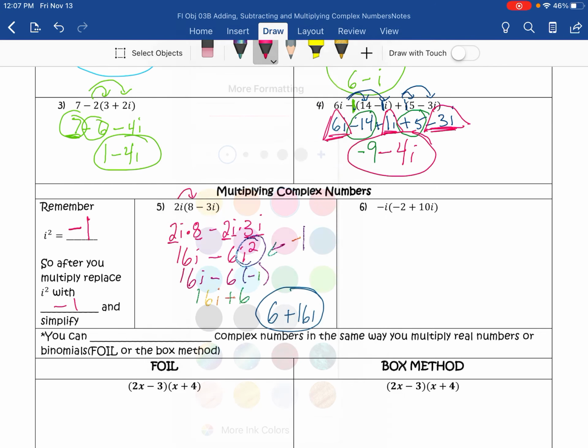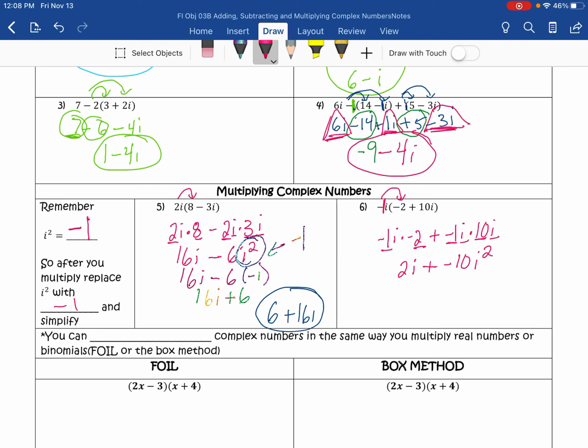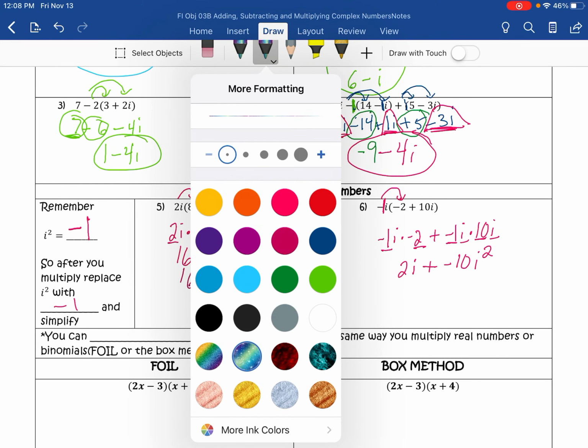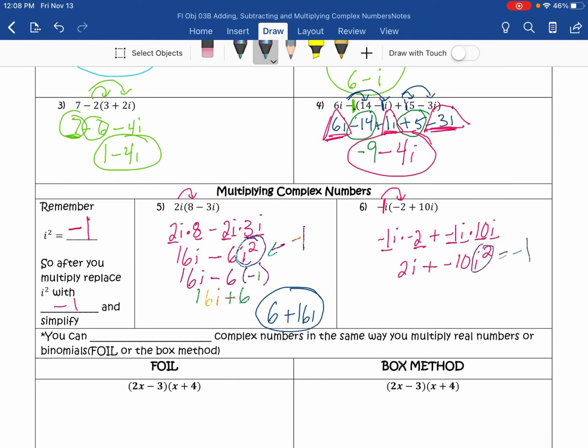For this next one, I'm going to put a 1 here just to remind you. Anytime you just have a negative and there's no number there, put a negative 1 next to it. It can be quite helpful. So I'm going to do distributive property. This is going to be negative 1i times negative 2 plus negative 1i times 10i. I multiply my numbers. Negative 1 times negative 2 is just 2. And then I have my i. Negative 1 times 10 is negative 10. i times i is i squared. So first you do your distributive property, multiply it out, then you replace all of your i squareds. My i squared is equal to negative 1. So I just replace my i squared with negative 1. So this is going to be 2i plus negative 10 times negative 1. 2i plus 10. I rewrite it to put it in standard form. 10 plus 2i.